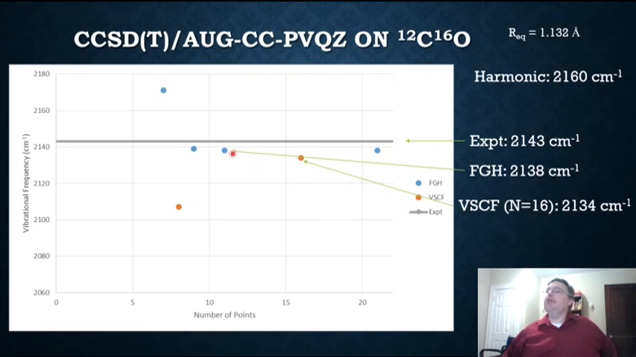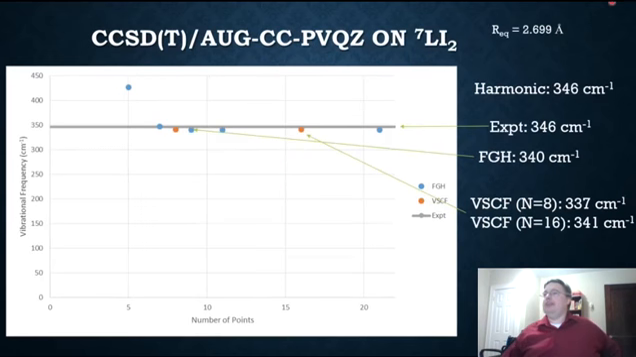It got to 2138 wave numbers. The VSCF method, after 16 points, got to 2134. Again, we got better agreement at a lower cost for this molecule. So we were thinking we were doing pretty good after we got these two results. The next one is a little more challenging.